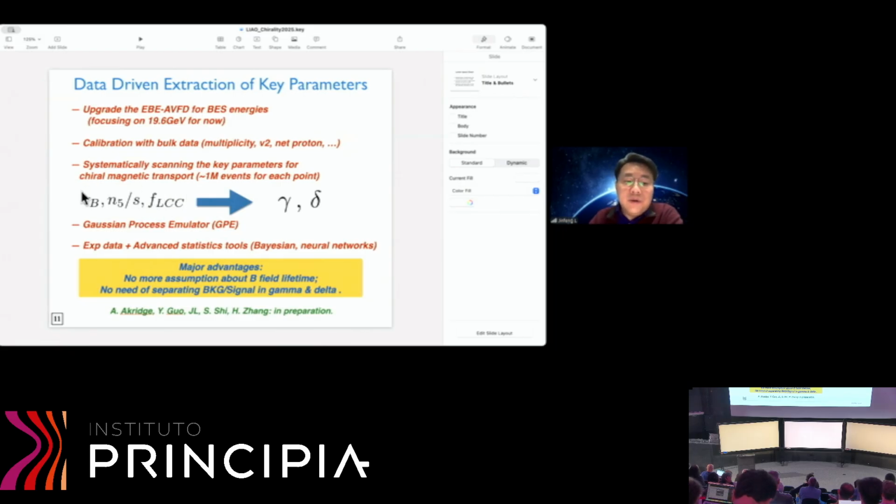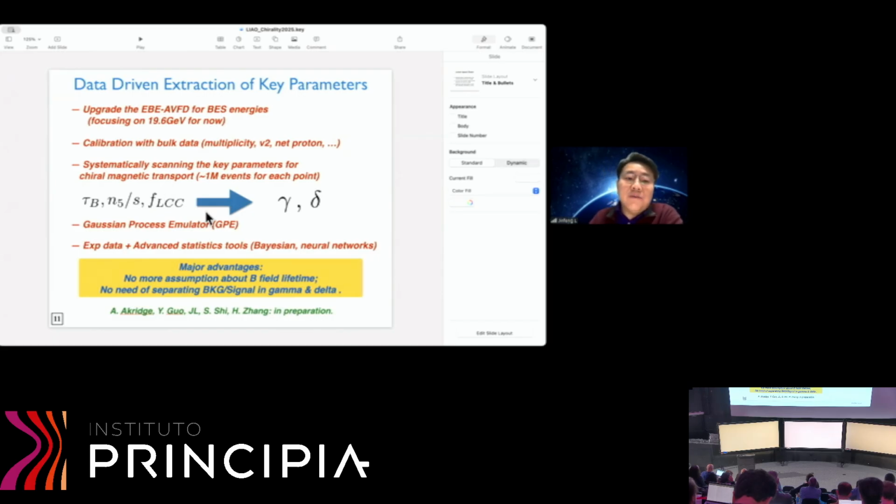For each choice of your magnetic field lifetime, axial charge, and background strength, you calculate your inclusive gamma and delta. And this is the other thing that we decided to do this time, that we don't artificially separate a background contribution or a signal contribution. We just compute the inclusive gamma and delta for any given parameter point. So of course, you can see this is a huge amount of simulation. You are not able to exhaust this parameter space.